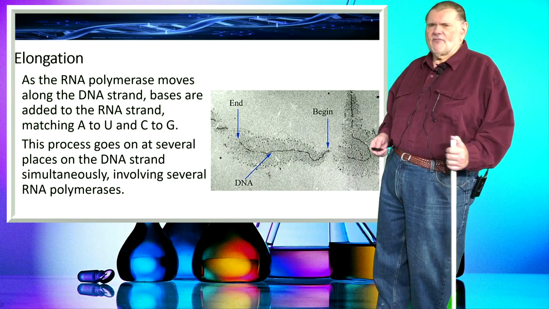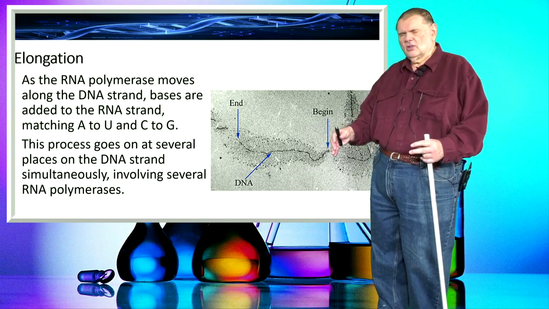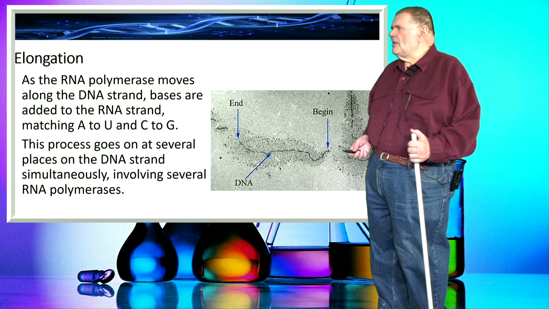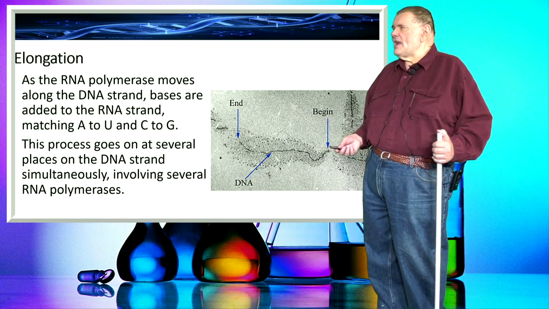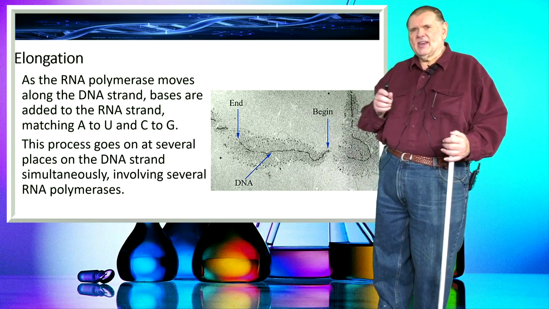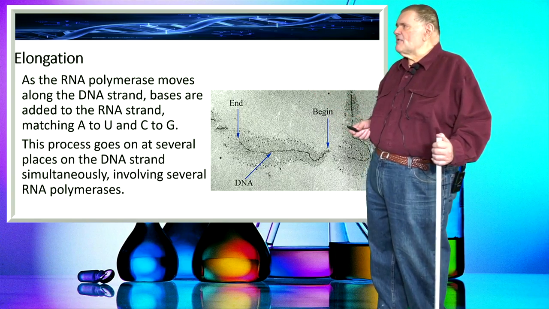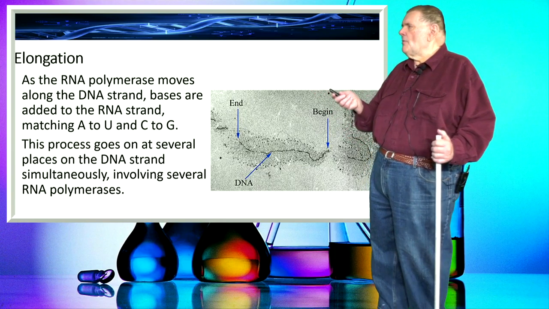In the process of elongation, the code transfer continues on down the line. As the RNA polymerase moves along the DNA strand, the bases are added to the RNA strand, matching again A to U and C to G. And here we have an electron micrograph showing that process going on.